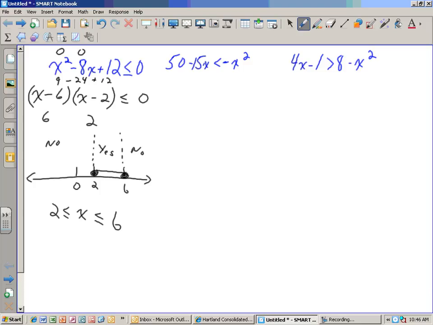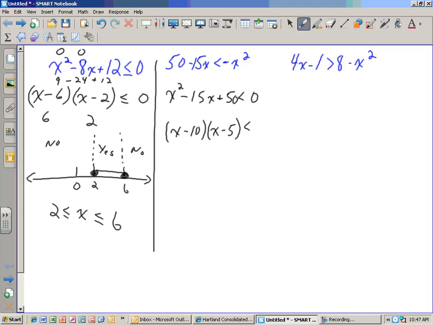What do you think the first thing we want to do here is? Set it equal to 0. So I'm going to add x squared to both sides. And I'll put it in descending order: minus 15x plus 50, and it's less than 0. And I think, if it's going to factor, that's the easiest way. And this is an easy factor. Simply x minus 10 and x minus 5. And so my values for x are 10 and 5.